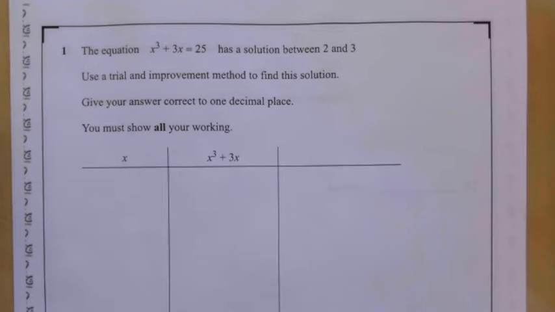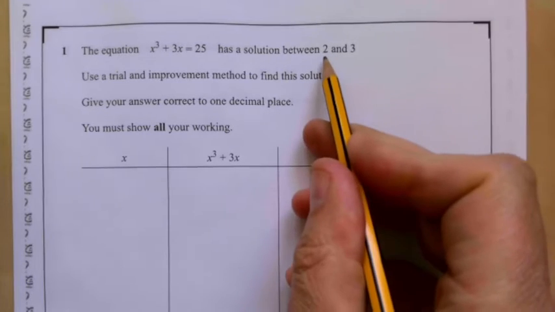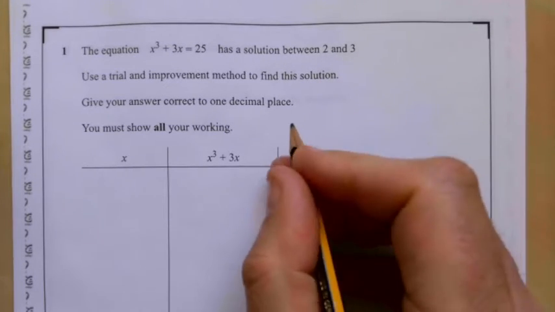The equation x cubed plus 3x equals 25 has a solution between 2 and 3. Use a trial improvement method to find this solution. Give your answer correct to one decimal place. You must show all your work in. So it has a solution between 2 and 3. The most obvious place to start is halfway.